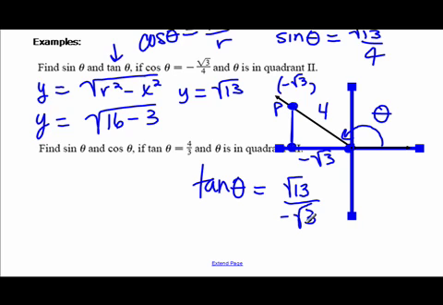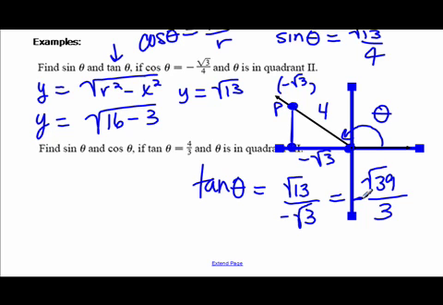Can't leave a root 3 in the denominator, so we're going to multiply top and bottom by root 3. So we end up with the square root of 39 over 3, negative. Root 13 times root 3 is root 39, which can't be simplified, and you have your 3 in the bottom. Makes sense that my tangent's negative because the only quadrants where tangent is positive are 1 and 3. So it makes sense that the tangent ends up being negative, okay?